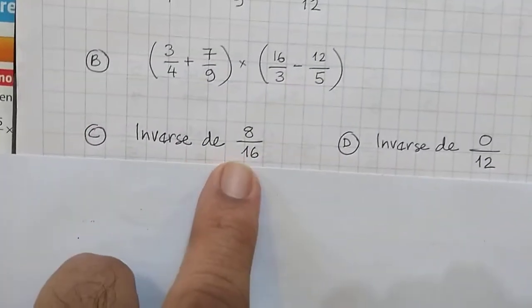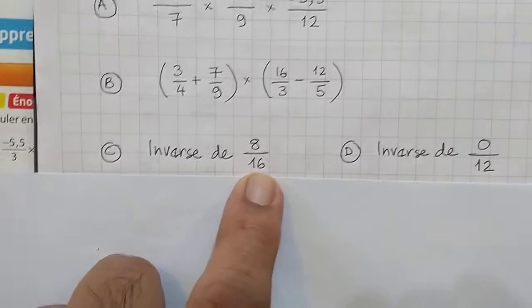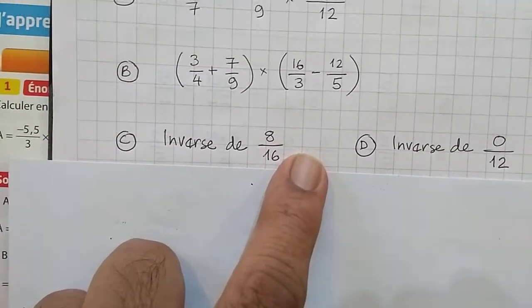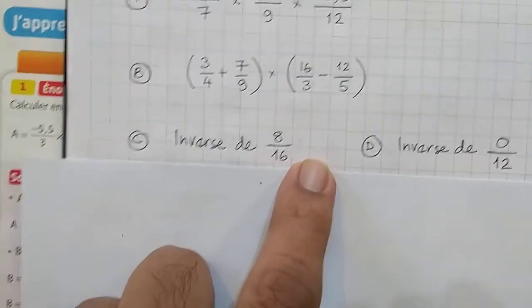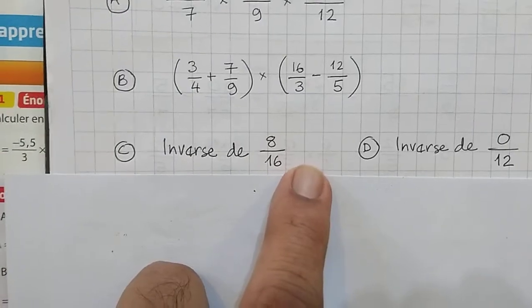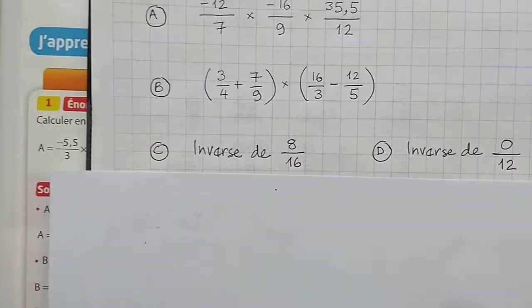Here, inverse of 8 over 16. Every one of you got 16 over 8. Some of you simplified it to 2. And one of you even simplified it to 2 over 1. Now you never write 1 in the denominator. I mentioned that in the previous video.